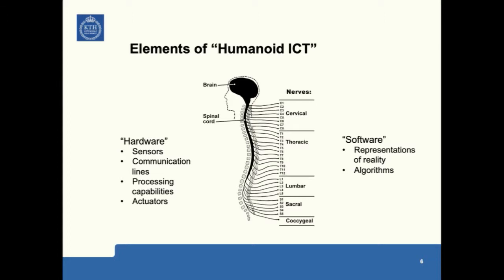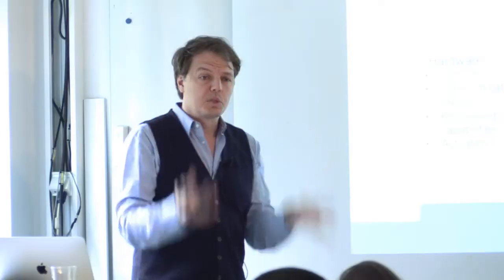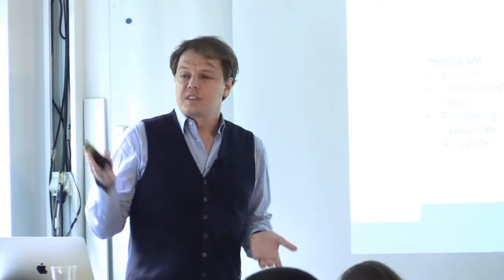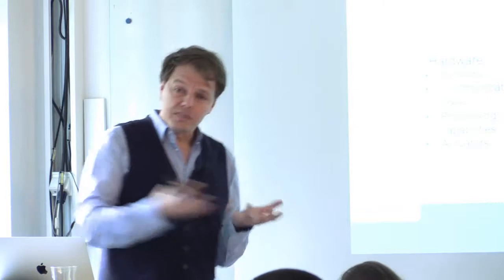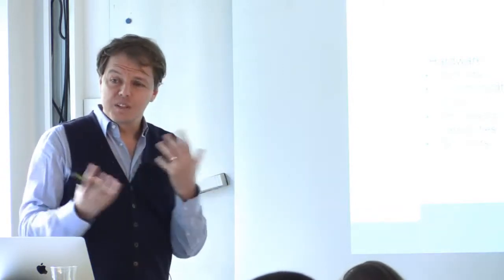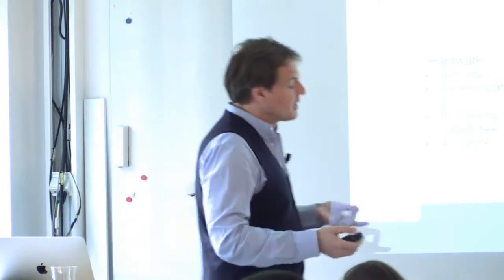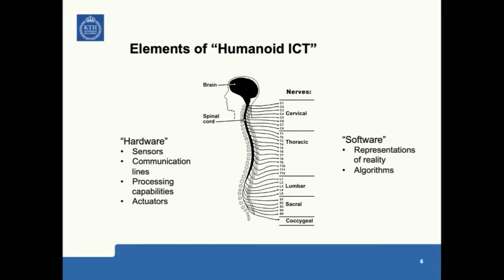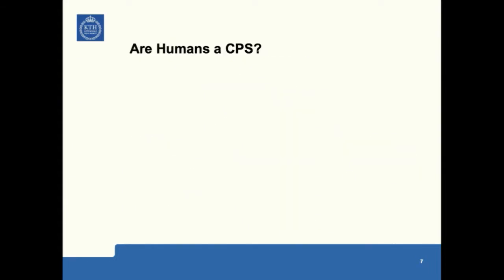And there's also some software, right? So we have in our brains representations of reality. So if I say lion, all of you instantly come up with a representation. No one knows if that's the same representation, but for all of us, in one way or the other, it's more or less doing the same thing. In particular, 20,000 years ago, when it was about survival. Okay, and on top of these representations, we run algorithms. Okay, so taking that into account, I want to know from you now the following. Are humans actually a CPS?